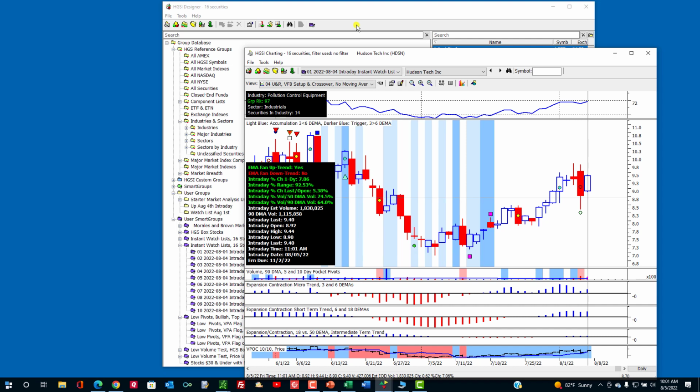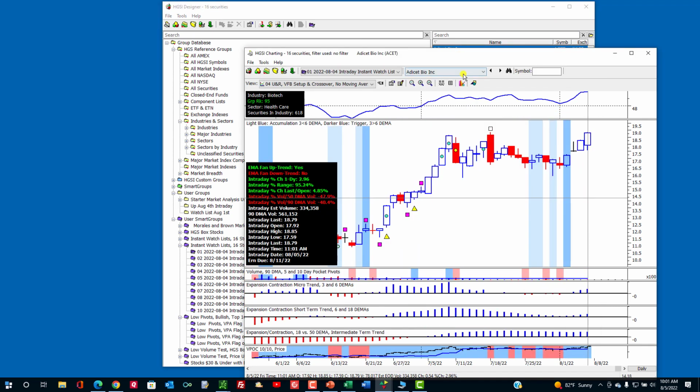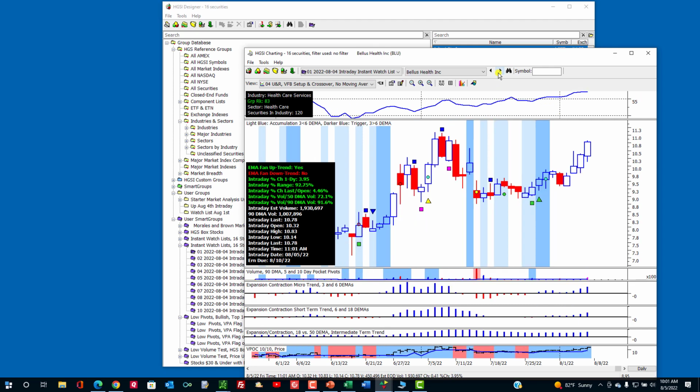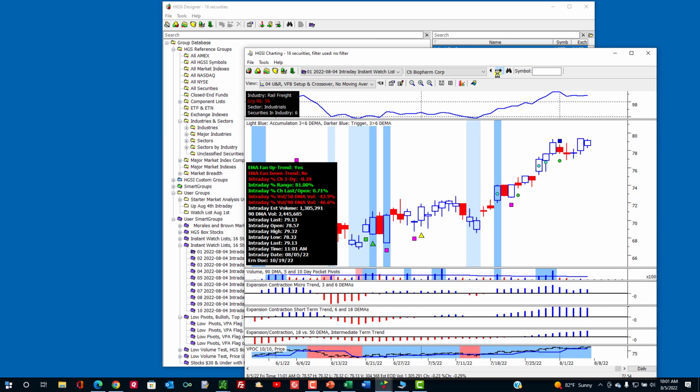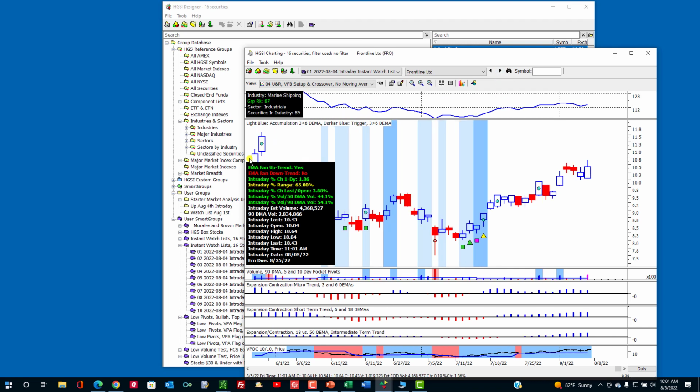The point is, I was just able to get a list of stocks that are going up. An instant watch list is what I call them, because it pulls out 16 stocks, and you can quickly look at these stocks and see if any of them catch your eye. These are stocks on the move intraday. Just a quick list of movers.